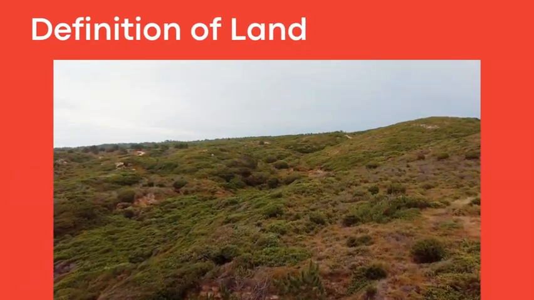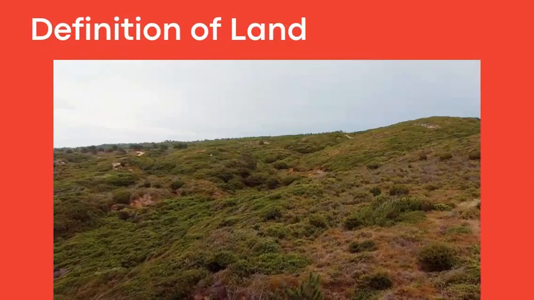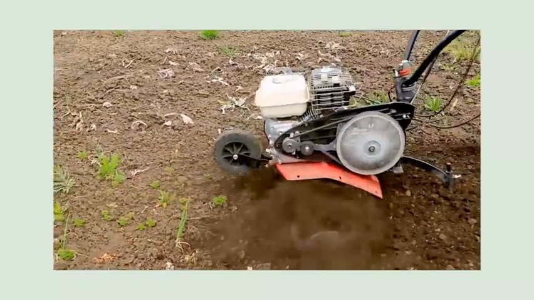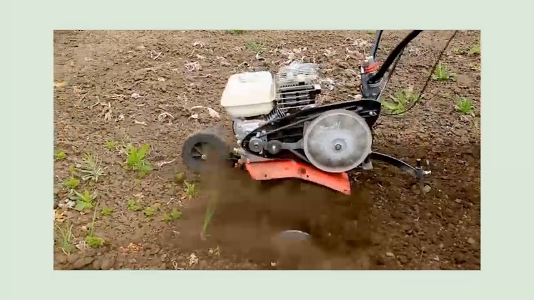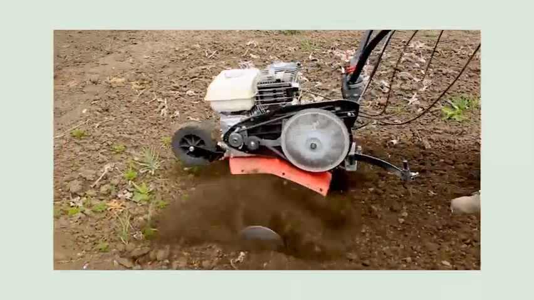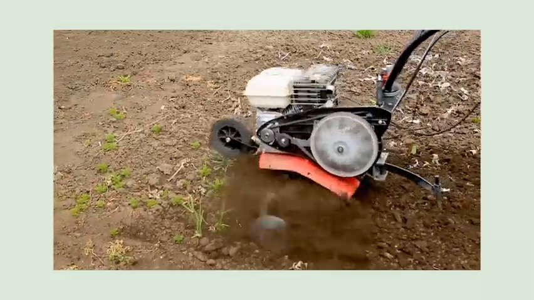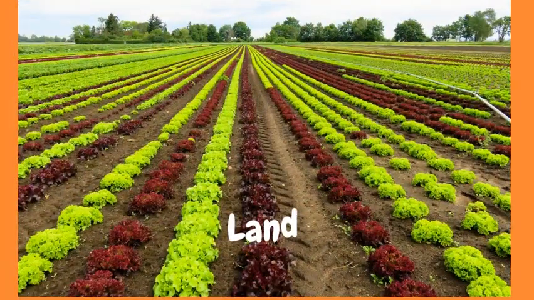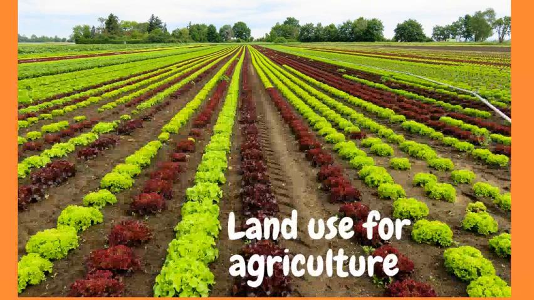Land is man's natural endowment that includes soil and its mineral resources. Land also includes air, wild animals, grasslands, forests, and natural vegetation. And land also involves water.